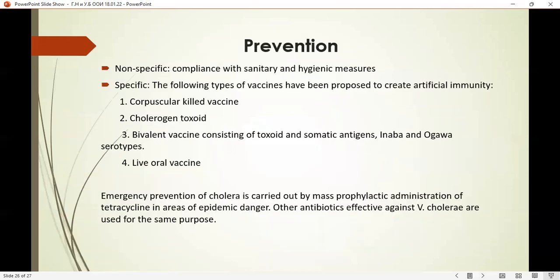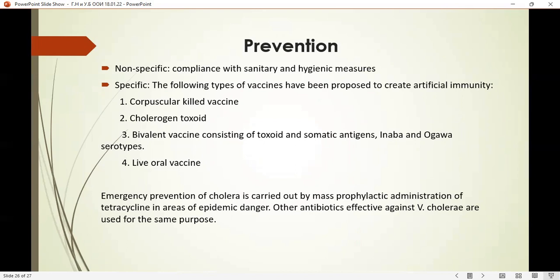Methods of prevention. Non-specific: compliance with sanitary and hygienic measures. Specific ones. The following types of vaccines have been proposed to create artificial immunity. First, corpuscular killed vaccine. Second, choleragen toxoid. Third, bivalent vaccine consisting of toxoid and somatic antigens, Inaba and Ogawa serotypes. Fourth is live oral vaccine.